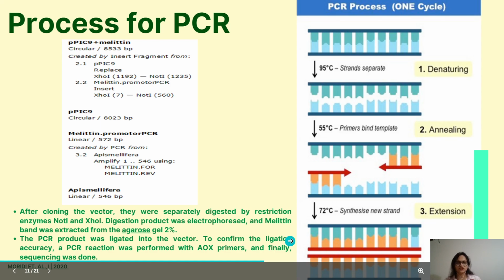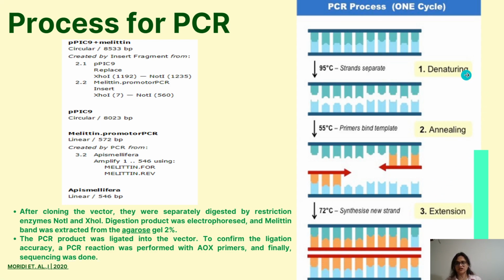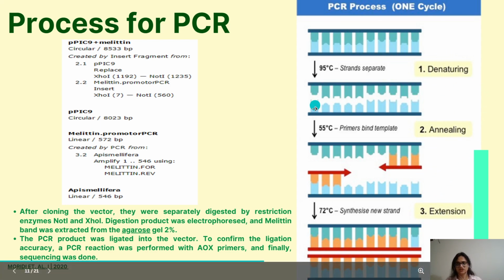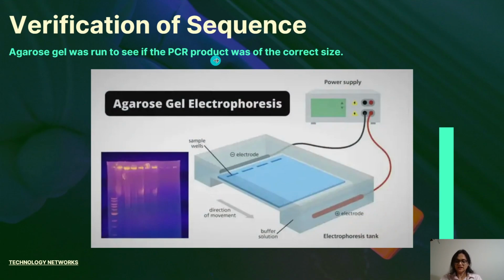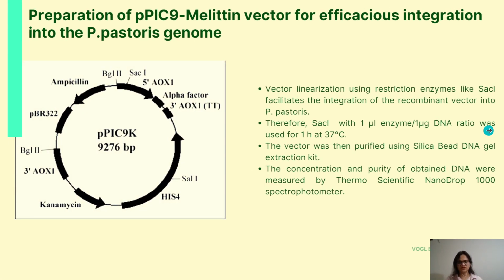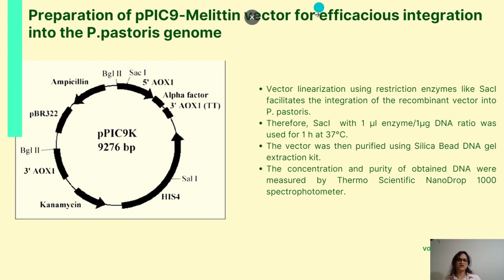To confirm the ligation accuracy, a PCR reaction was performed with AOX primers and finally sequencing was done. The PCR reaction involved denaturing, annealing, and extension. These were done at different temperatures. As I told you, the verification of the sequence was done by agarose gel to see if the PCR product was of the correct size. This is the apparatus.